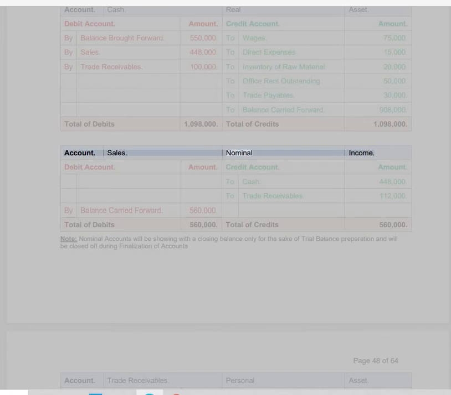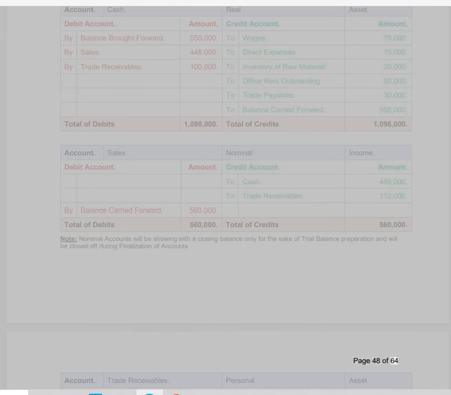Account: Sales. Nominal income. Debit account, amount, credit account, amount. To cash, 448,000. To trade receivables, 112,000. By balance carried forward, 560,000, total of debits 560,000. Total of credits 560,000. Note, nominal accounts will be showing with a closing balance only for the sake of trial balance preparation, and will be closed off during finalization of accounts.